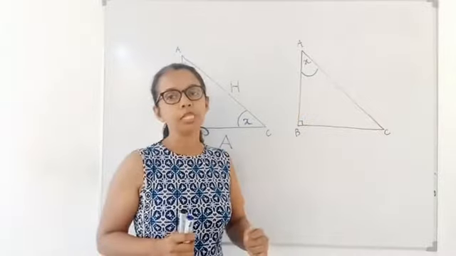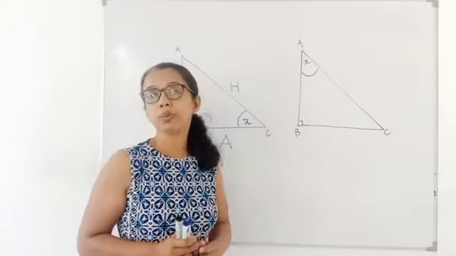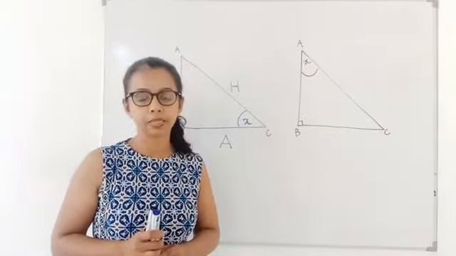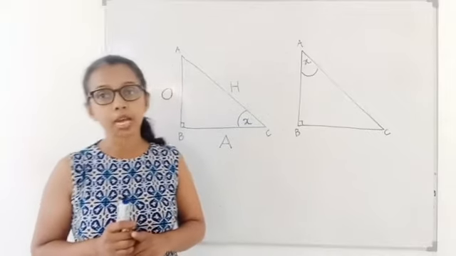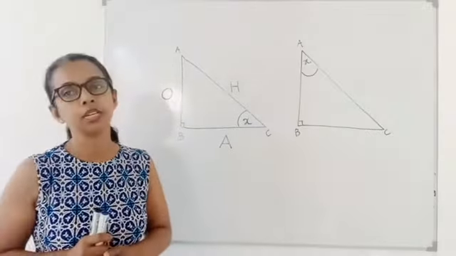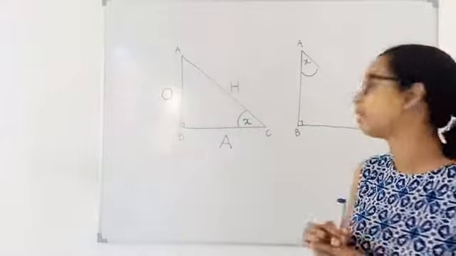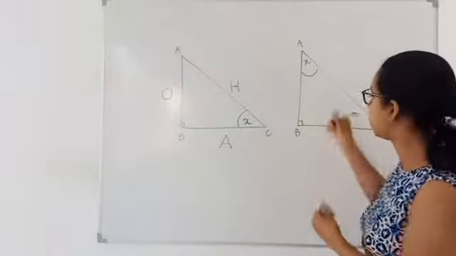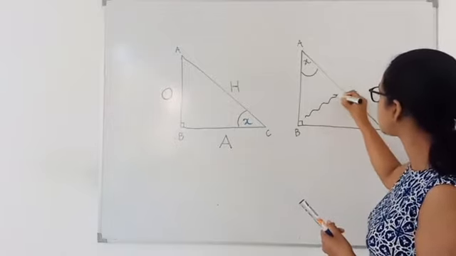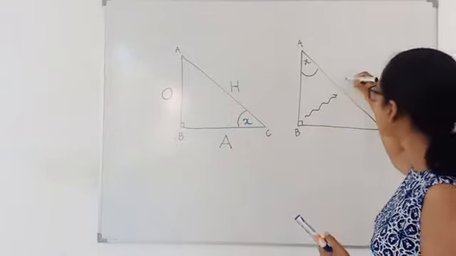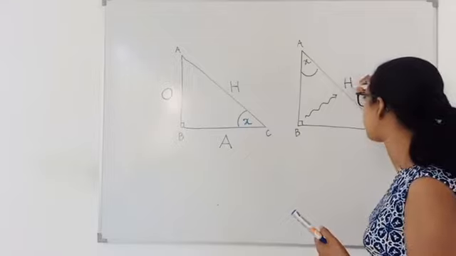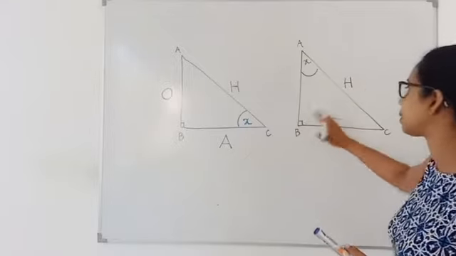When you go to this image, can you tell me what is the hypotenuse? First of all, we will identify the hypotenuse. How are we going to identify it? That is the side which is exactly opposite to the right angle. So this is the side which is exactly opposite to the right angle. AC will become the hypotenuse, right?